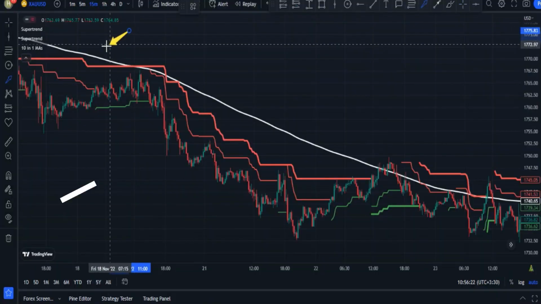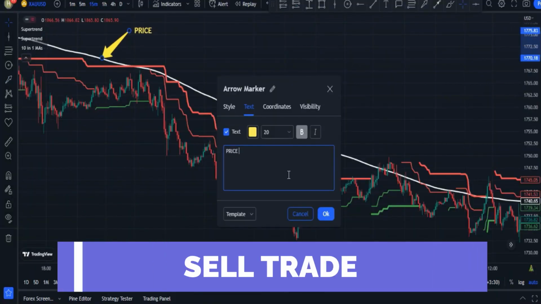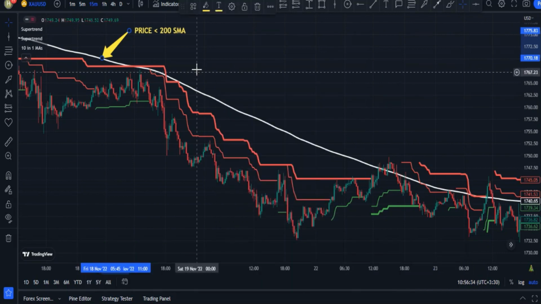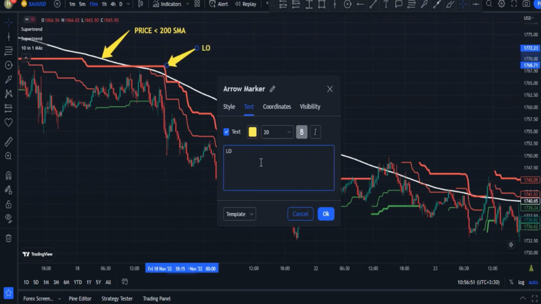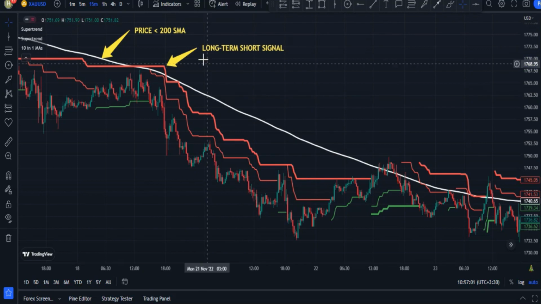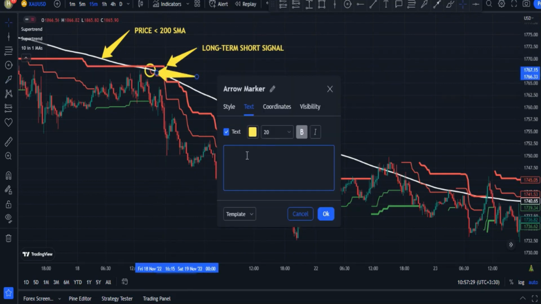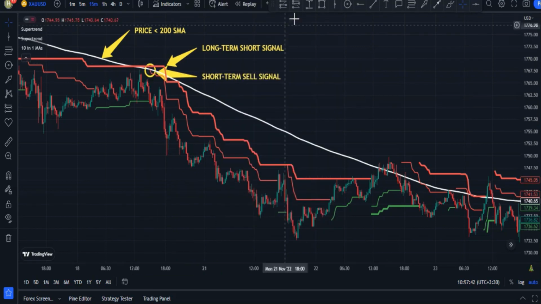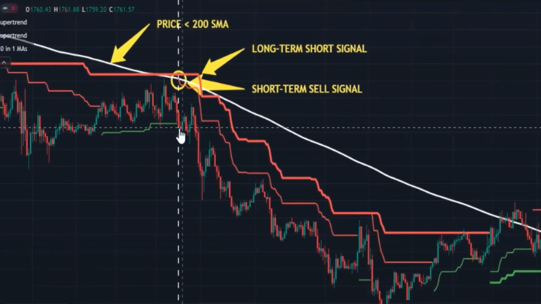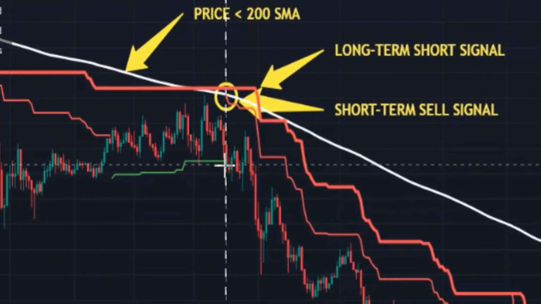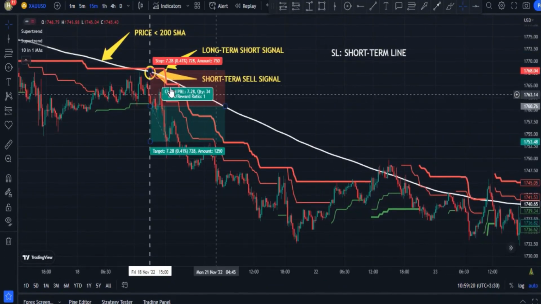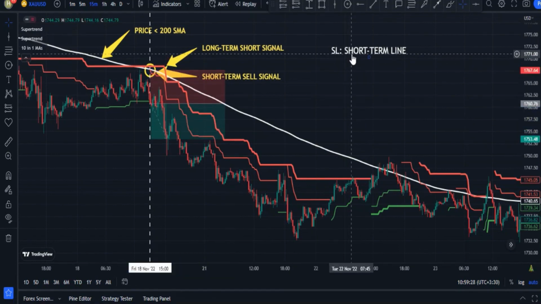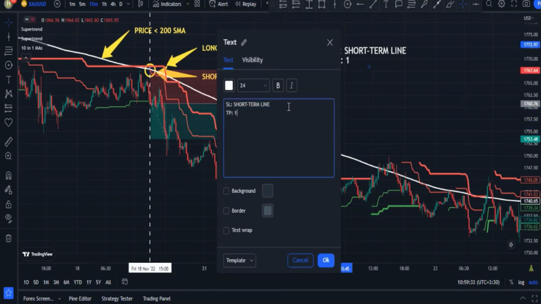For a sell trade, the price should be below the SMA 200. Then we should have a long-term sell signal, and then a short-term sell signal should appear. Now we can enter a sell trade at the close of the signal candlestick. Place the stop loss above the short-term Super Trend line. Then set the target to 1.5 times greater than the stop loss value.